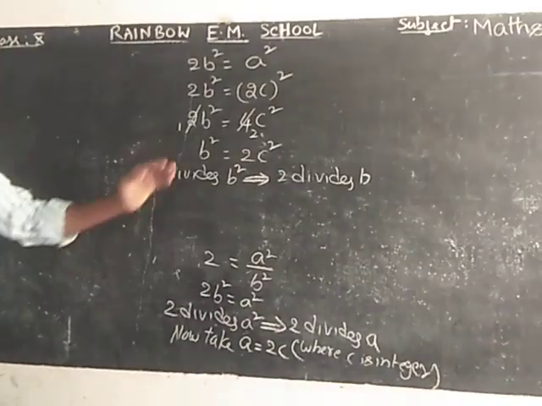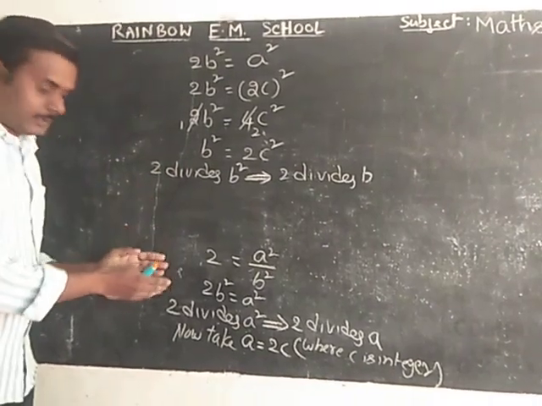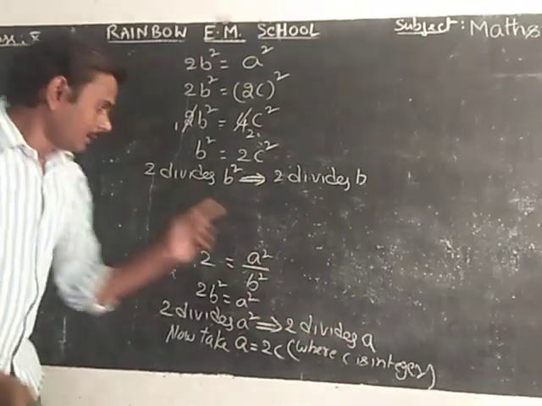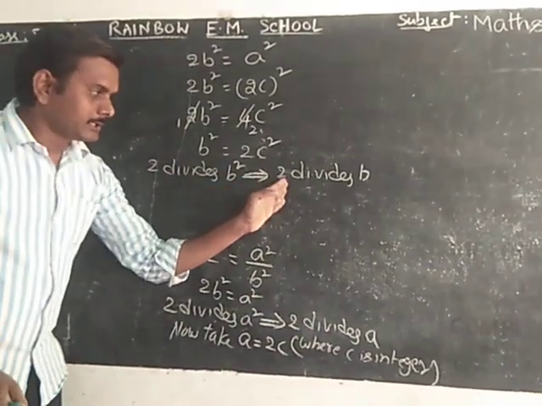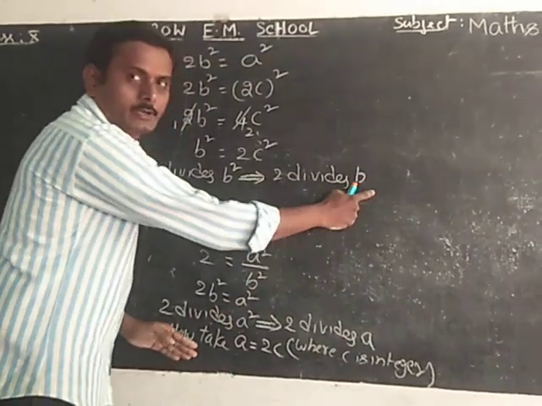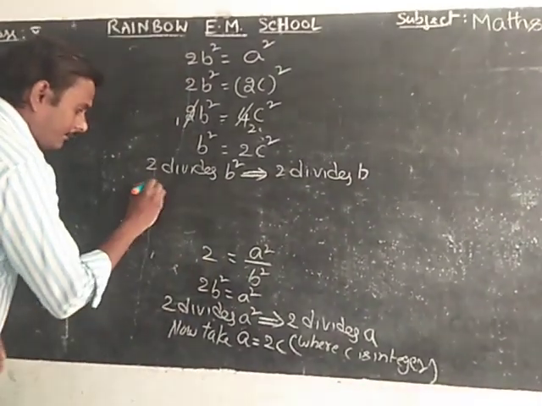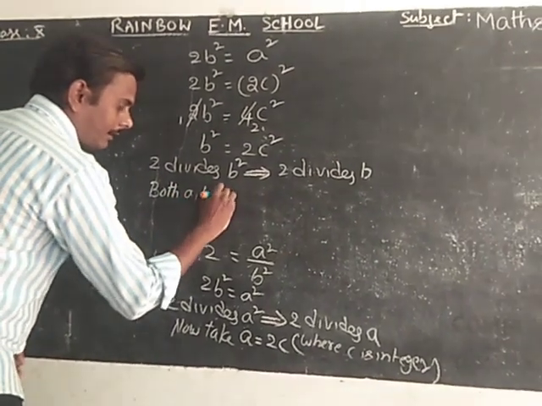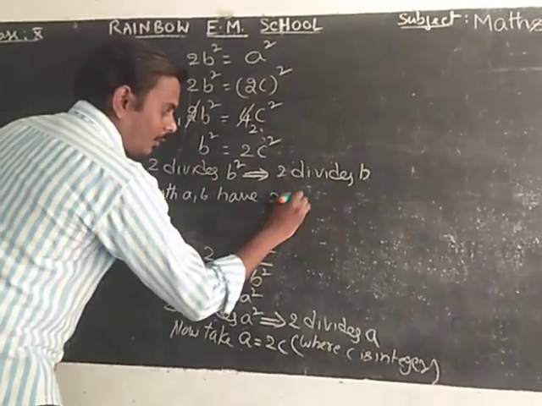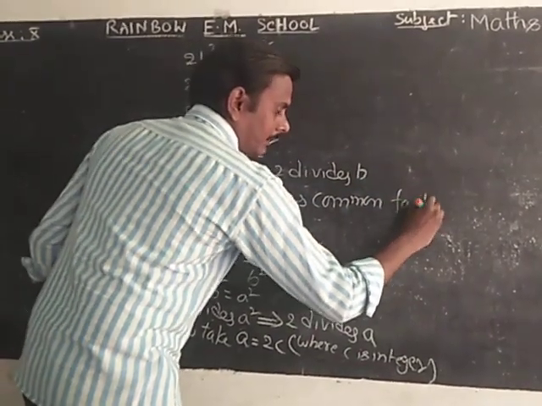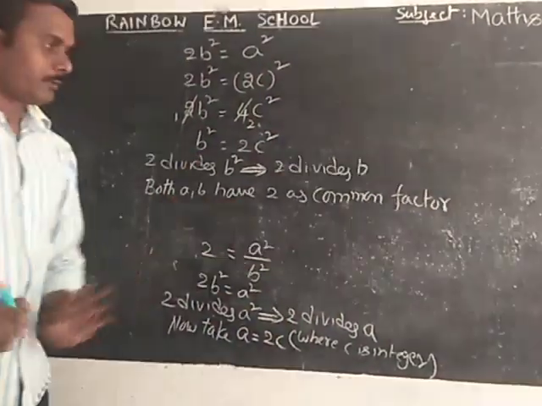Already two note points we have written here. Some important points: 2 divides a square implies 2 divides a. Here also 2 divides b square implies 2 divides b. That means 2 divides a here, 2 divides b here. That means we can write both a, b have 2 as a common factor. Both will be divided by 2.